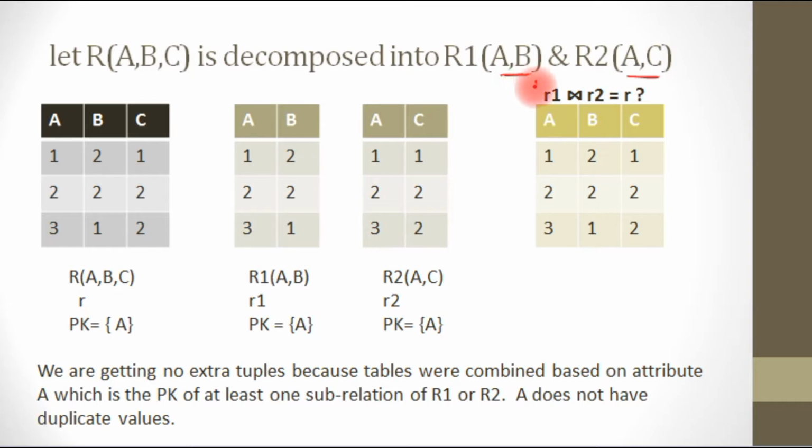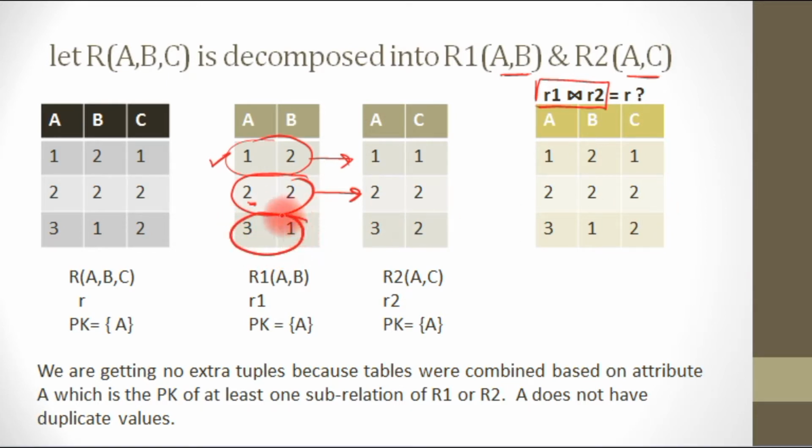For this we have to perform R1 join R2. Take this first tuple. This first tuple will be combined with those tuples in R2 where A's value is 1. So it will be combined with this tuple 1 1, and we have the entry 1 2 1. Now take another tuple. This tuple will be combined with those tuples in R2 where A's value is 2. So this will be combined with this tuple. Hence we have an entry in R1 join R2: 2, 2 and 2.